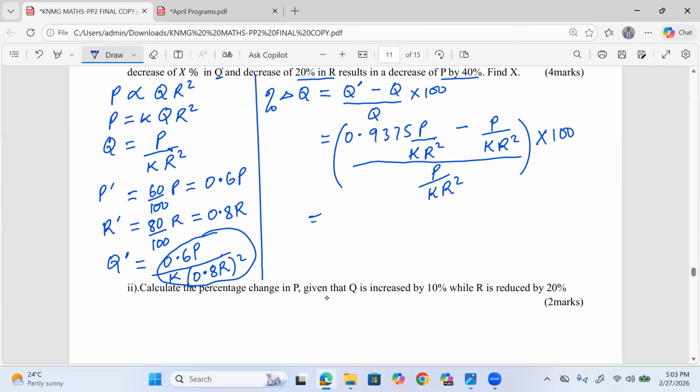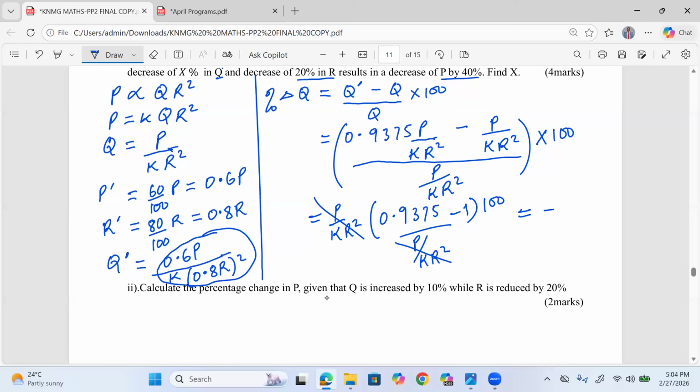So when we factor out P out of K R squared, we shall remain with 0.9375 minus 1 times 100, of course, over 1. So remember, at the denominator, we are writing K R squared. So this and this shall cancel. And when we subtract 1, then we multiply by 100.